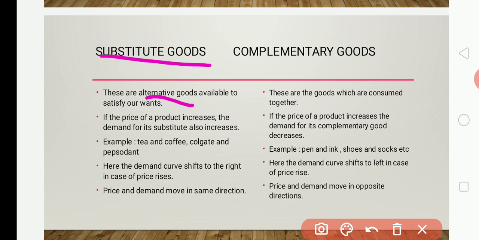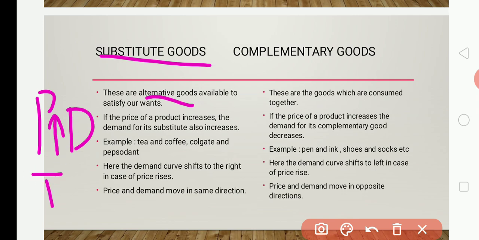Here, the price and the demand have a relationship. If the price of a product increases, what will happen to the demand for its substitutes? So substitute means, for example, let me write here tea and coffee. Before, the tea and coffee were priced at 5 rupees. Now suddenly the coffee price is increased from 5 rupees to 10 rupees. So what will happen to its substitute?